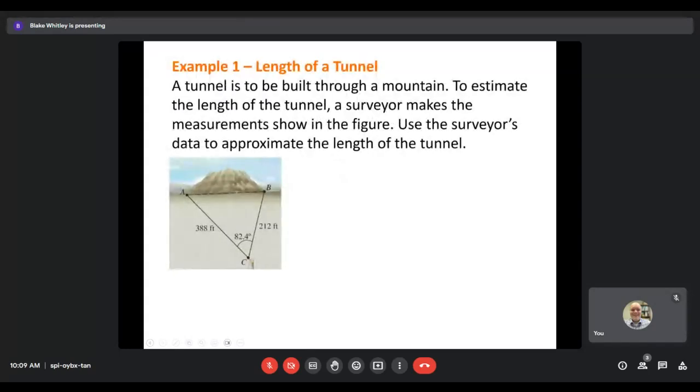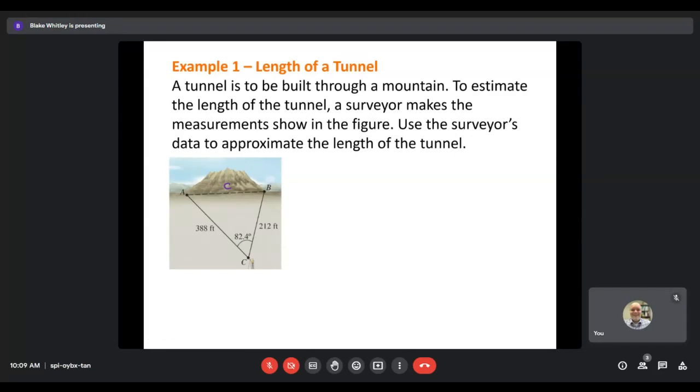Okay, so here's our first example. A tunnel is to be built through a mountain. To estimate the length of that tunnel, the surveyor makes the measurements shown in the figure. We want to use the surveyor's data to approximate the length of that tunnel. So notice here, we've got the surveyor standing out at point C. He's measured distances to point A on the left side of the mountain, point B on the right side of the mountain, and the angle that's between those two sides. We're looking for that side length, the distance through the mountain that's across from angle C. So we're trying to find the side up at the top between A and B.